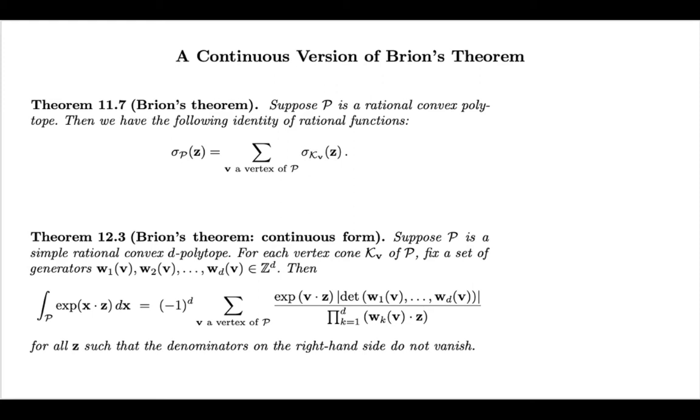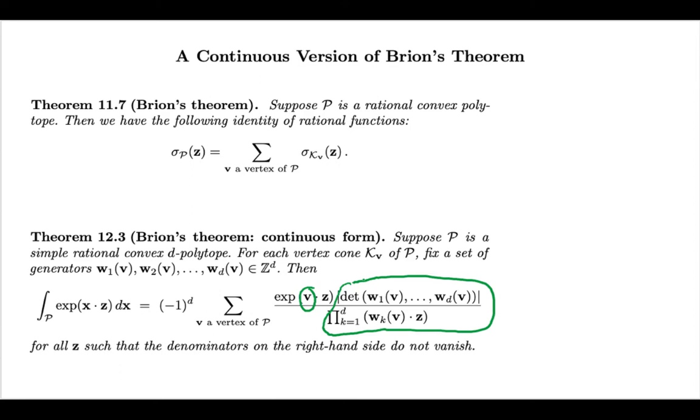To write this down, we need to fix a set of generators for each vertex cone. Each vertex cone is a simplicial cone because my polytope is simple. So I have d generators. And so on the right-hand side, you see two kinds of ingredients. There's sort of an exponential that depends on the vertex. And there's a factor over here involving the determinant that depends on the generators.